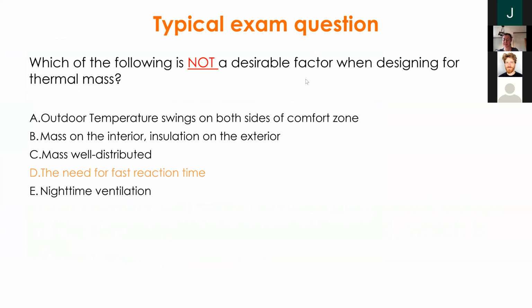Right, so she was asking why the other factors were desirable, especially B and C. For B, having thermal mass on the inside and insulation on the exterior keeps the heat that's being stored from escaping. So you're insulating it a little bit. And for C, having the mass well distributed is kind of like having lots of small heat sources throughout your building rather than just one that has to spread more widely. That could make it more effective in terms of heating or cooling the interior of the building. Does that answer the question? She said thank you. Cool.